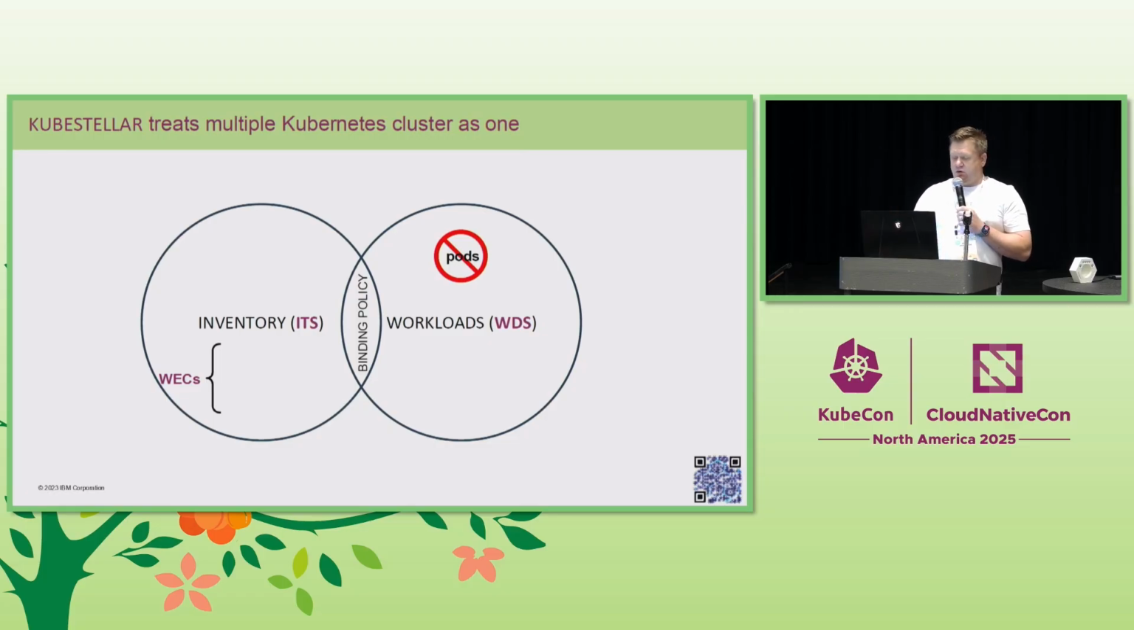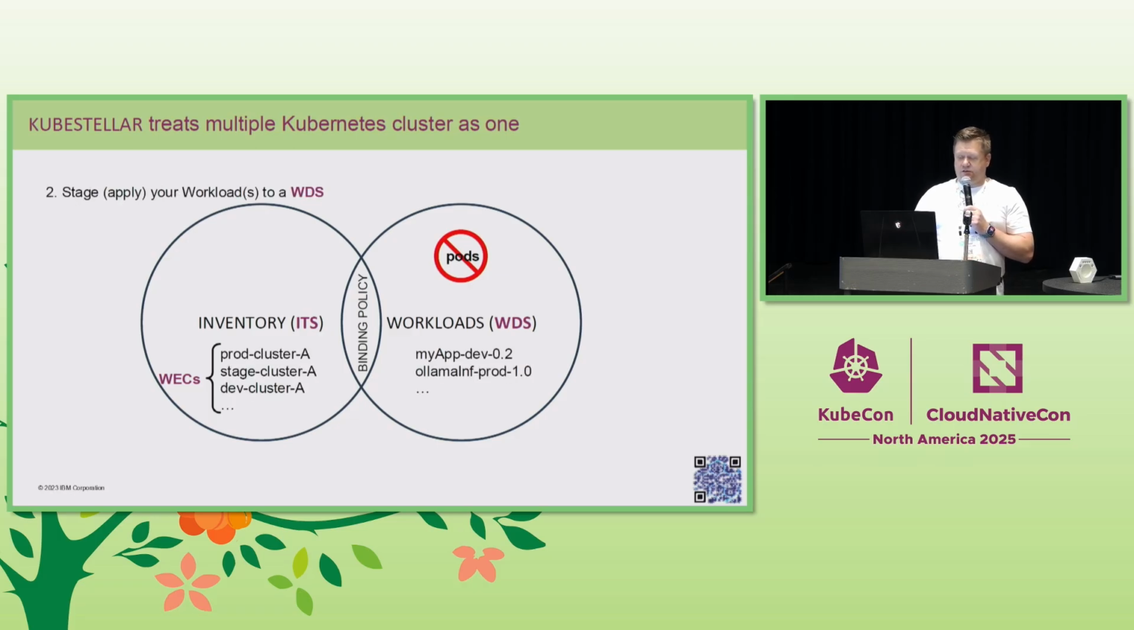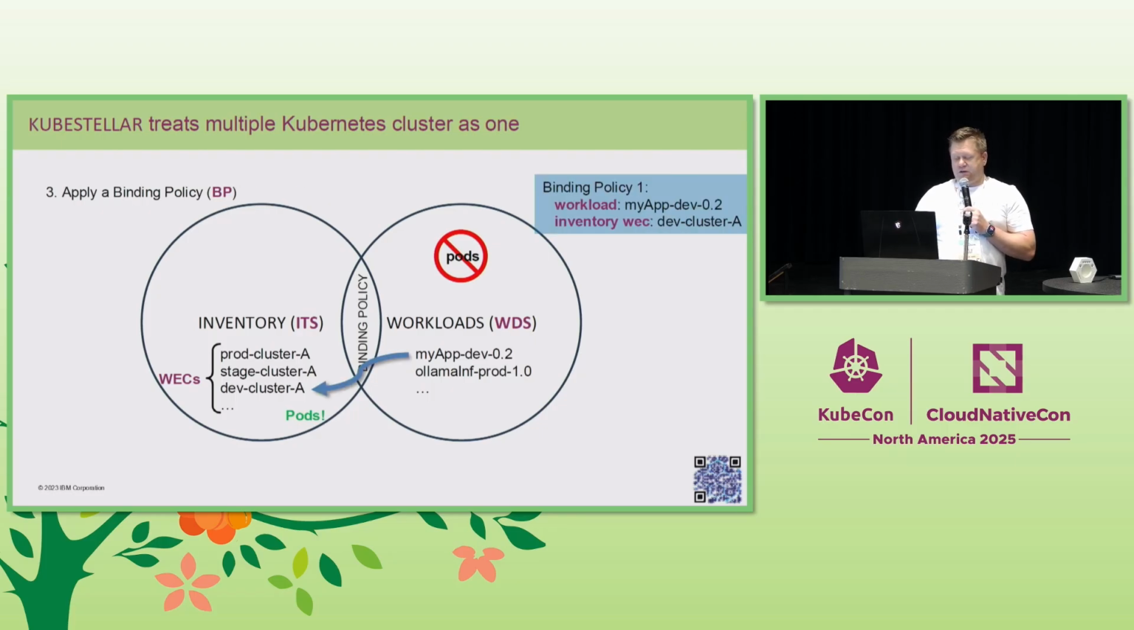Okay, so in KubeStellar, you define an inventory, a workload descriptor space, and workload execution clusters. You add those clusters to your inventory. Then you add workloads to your workload descriptor space, and then you assign them via binding policy. This allows you to have a very small cluster where you centralize all your workloads, and then you distribute them via policy. And when they are sent out to the workload execution clusters, they spin up.